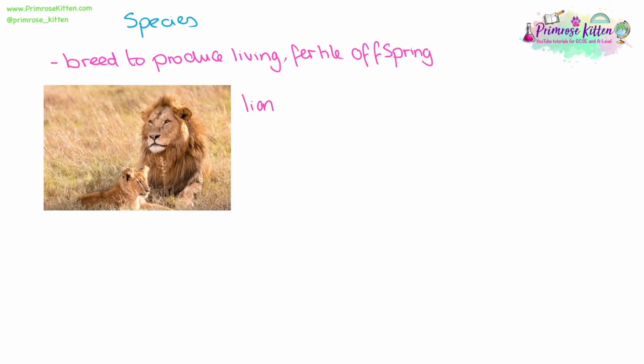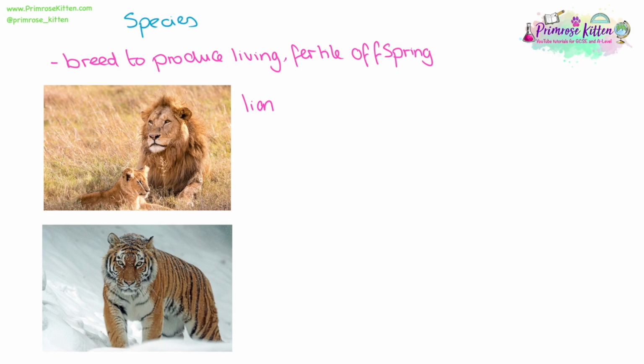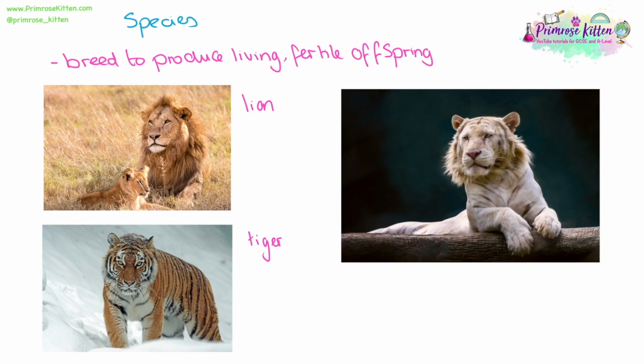A species is defined by being able to breed within the species to produce living, fertile offspring. For example, here we have a lion and a tiger. These can reproduce to create what is called a liger. However, a liger isn't an individual species because these are generally not fertile.